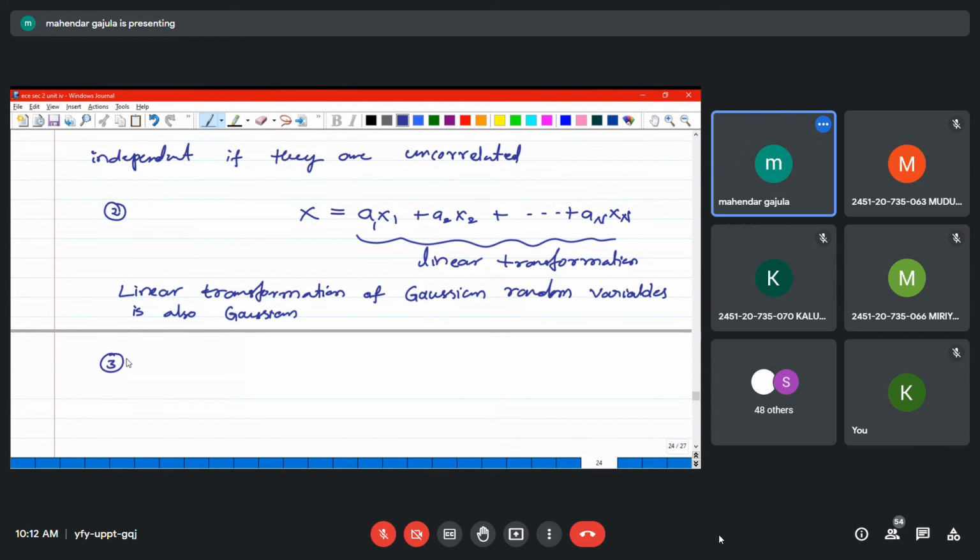Third one, the conditional density function is also Gaussian. Based on what we are saying, it's Gaussian by observing the Gaussian density function. What is the Gaussian density function? 1 by root of 2 pi sigma square, e power minus (x minus m) whole square by 2 sigma square. So if the conditional density function is also in that form, we can say that that is also Gaussian.